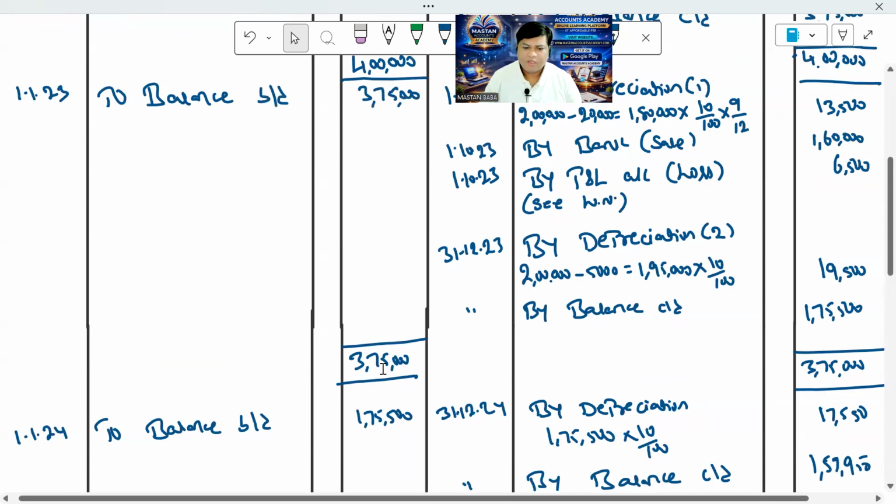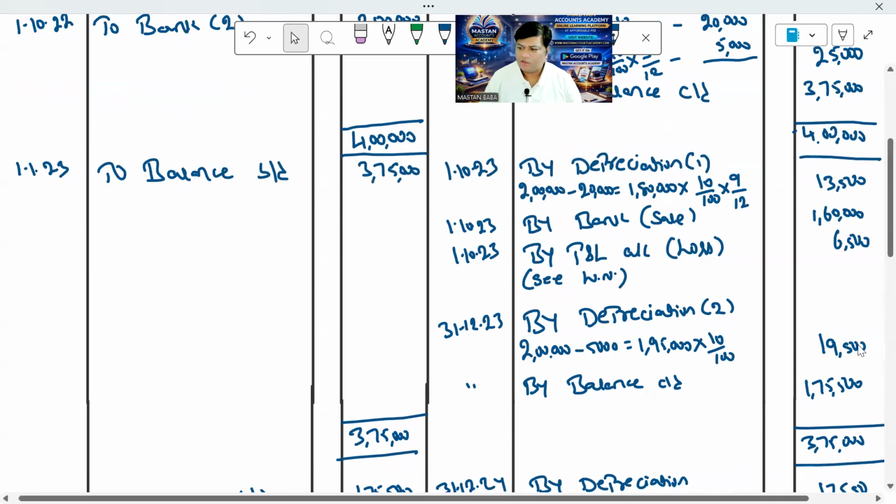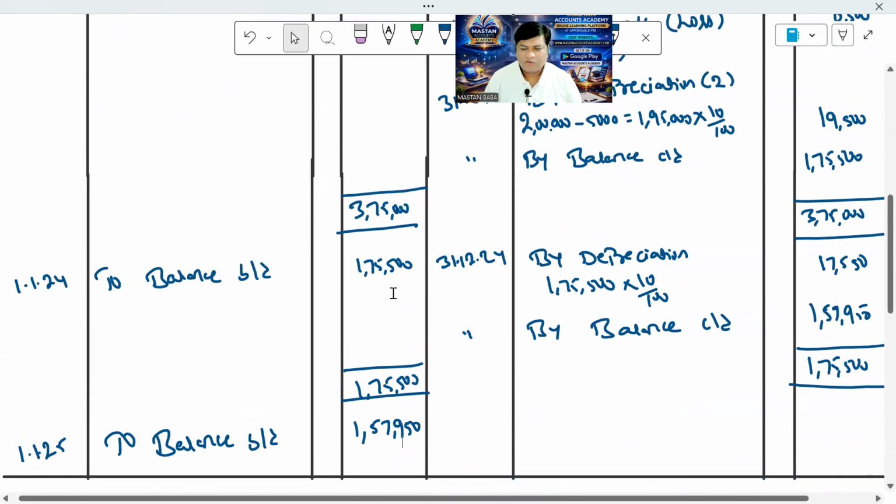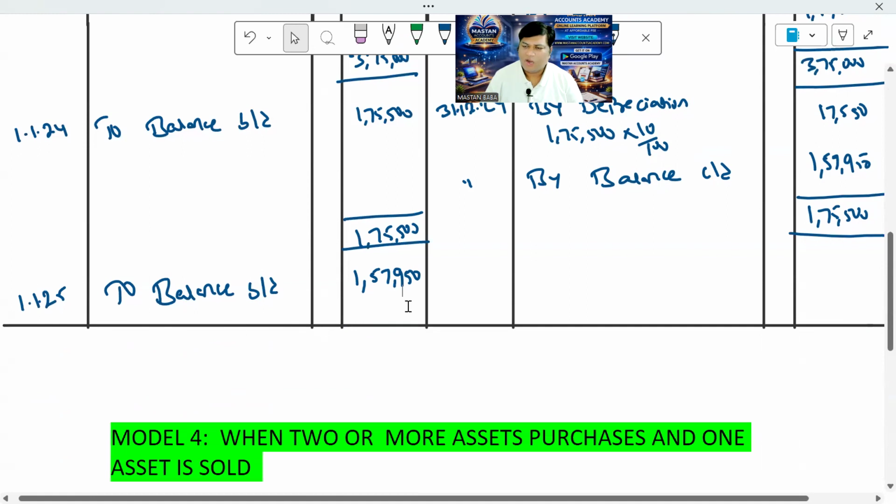Just balance it: if we subtract all these from 3,75,000, the balance of the asset is 1,75,500. To balance brought down 1,75,500. The asset account was asked up to 31/12/24. So at 31/12/24 we have only one plant with us: out of 2 plants, 1 sold, 1 remained. So 1,75,500 into 10/100 is 17,550. By balance carried down you'll get 1,57,950. To balance brought down 1,57,950. So this is our second plant value.